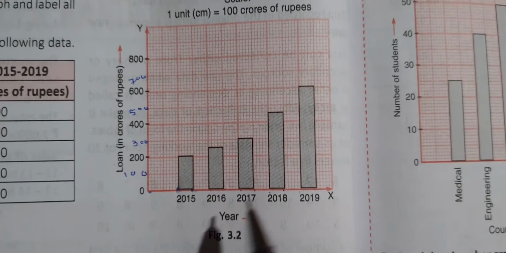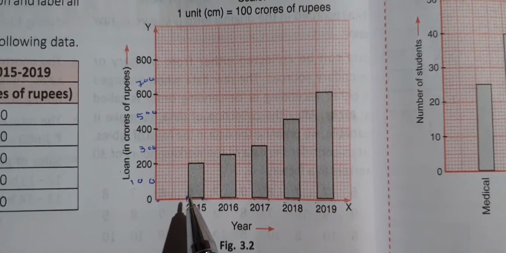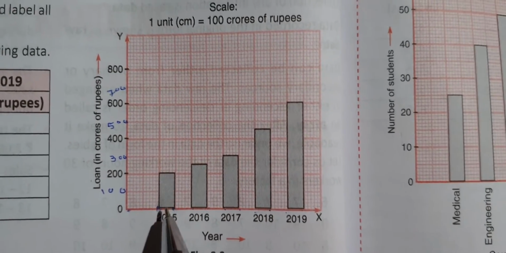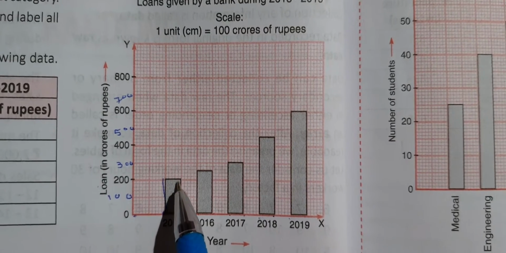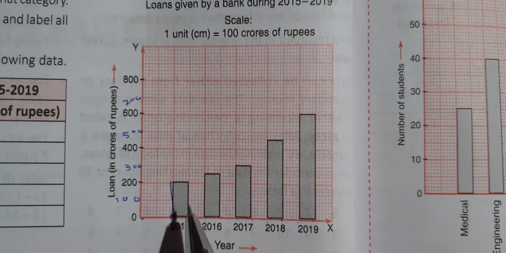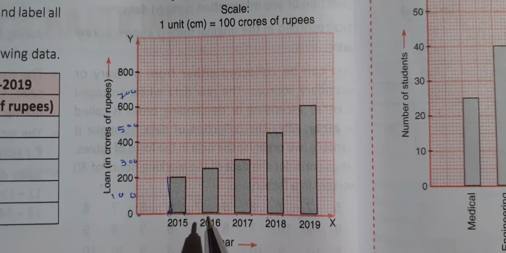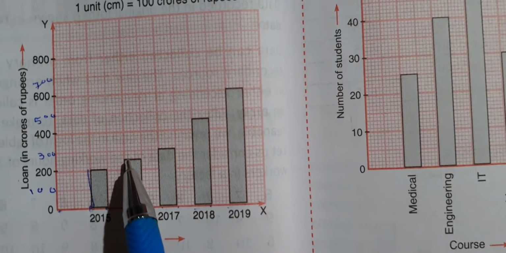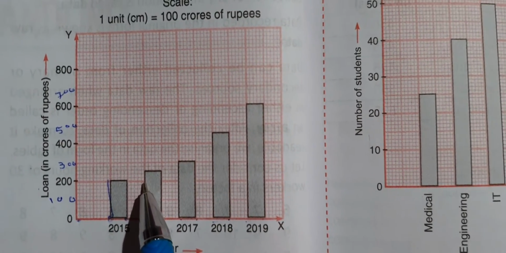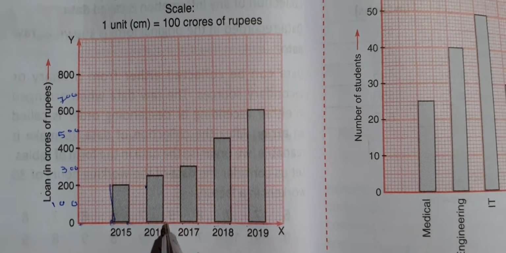Now look at 2015. How much loan is given in 2015? It is 200. So from both points we'll draw the line till 200, and draw like this. That will be our bar. Now 2016. How much is given? 250 crore. So 250 crore is between 200 and 300, so till here we'll draw the line.